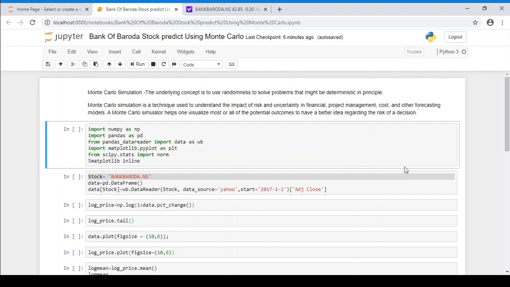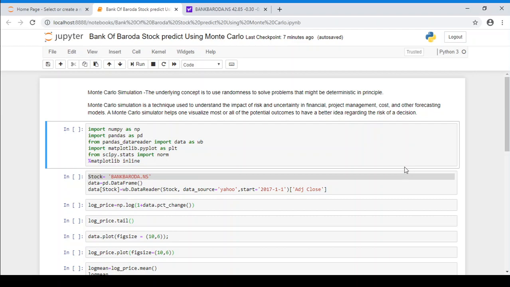Today we have picked up Bank of Baroda as the stock, and we will try to apply the Monte Carlo simulation and see what could be the stock price from here to 1000 days. We have taken a record from 2017 onwards to try to understand what are the ups and dips of the stock and predict how this would be going forward.